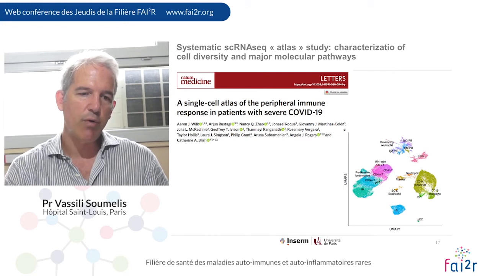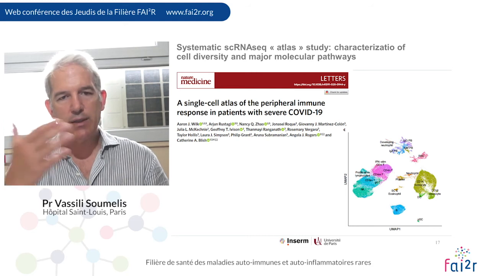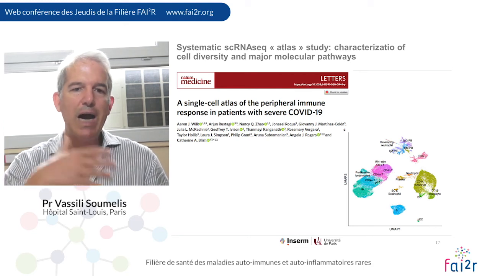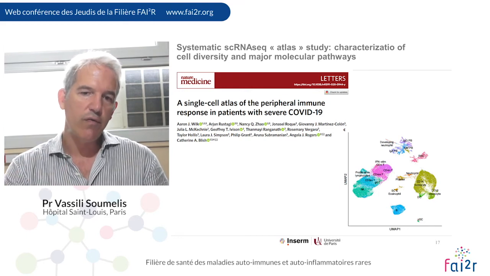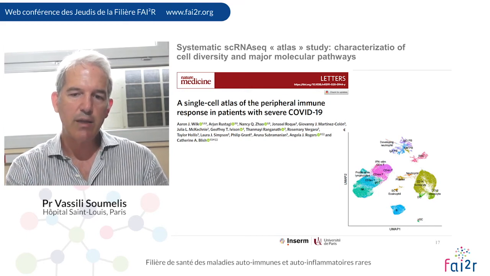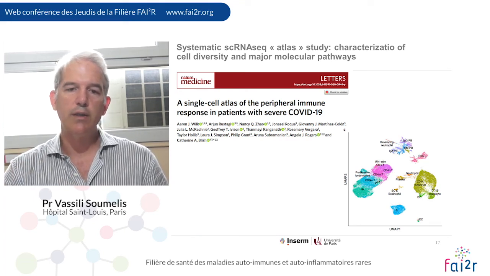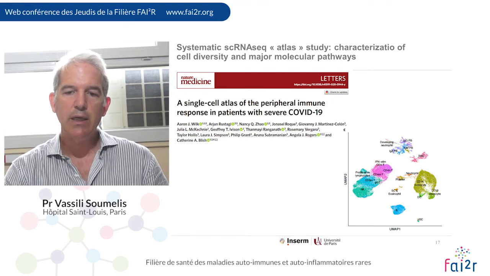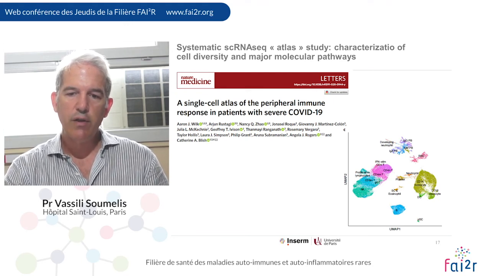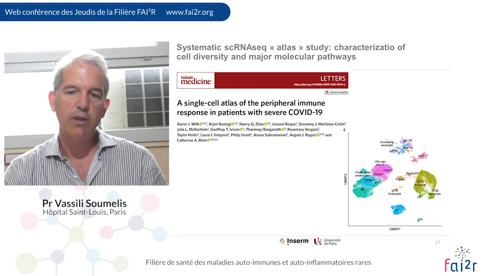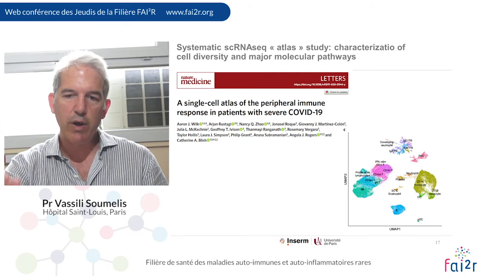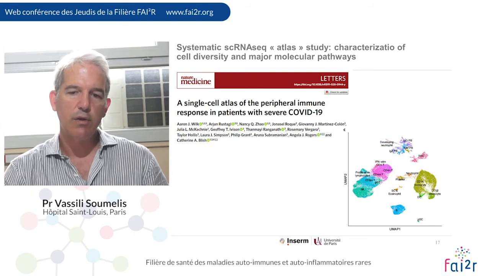And a second example from the group of Catherine Bleach at Stanford, which addresses a different type of study, an atlas study, so systematic characterization of a system, and in that case is a single-cell RNA sequencing of peripheral blood mononuclear cells in severe COVID-19. And you see an example of the different cell populations that were identified, and of course a lot of work has been done on the biological pathways expressed in those cells.